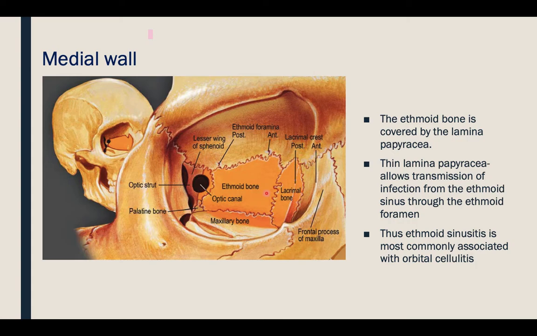Clinically, the ethmoid bone is covered by the lamina papyracea. So what happens? This lamina papyracea is very thin. So it allows transmission of infection from the ethmoid sinus through the ethmoid foramen. And this ethmoid sinusitis is thus most commonly associated with orbital cellulitis.